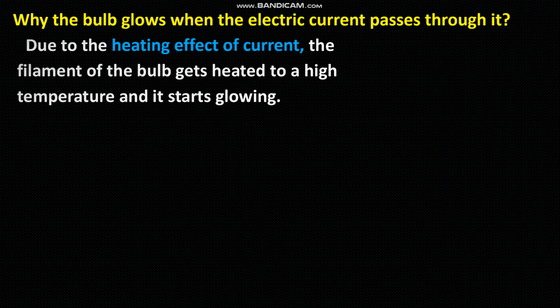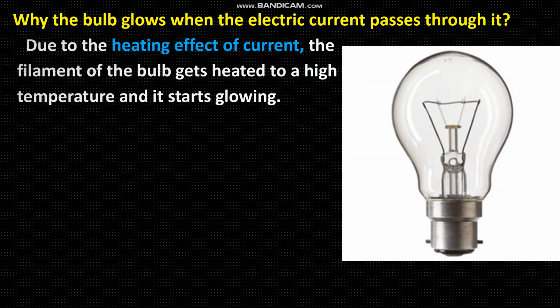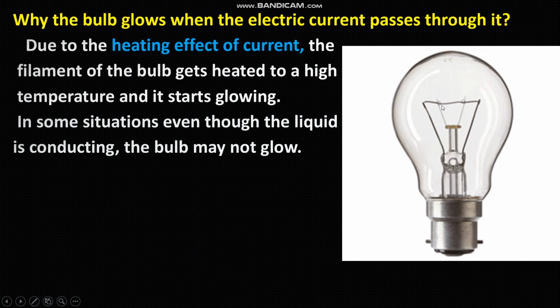So, due to the heating effect of electric current, the filament of the bulb glows. The bulb gets heated up to a high temperature and it starts glowing. You know the filament of the bulb is made of a material called tungsten. If electricity is passed through it, this filament gets heated up to a very high temperature and the bulb starts glowing. In some situations, even though the liquid is conducting, the bulb may not glow.